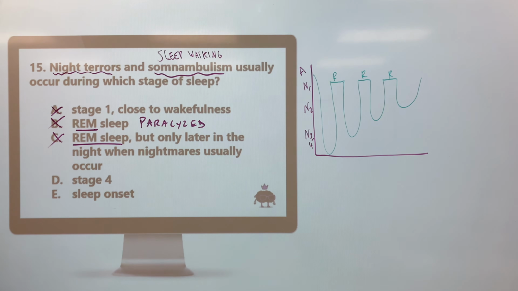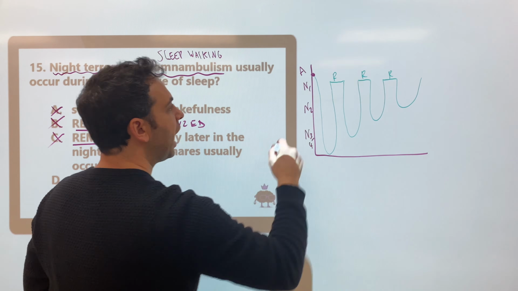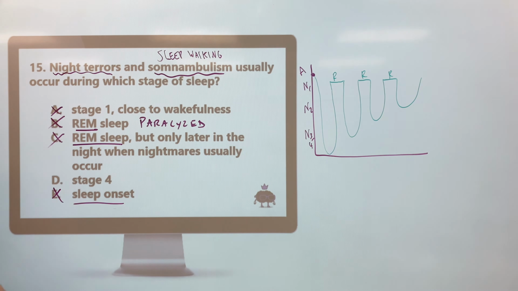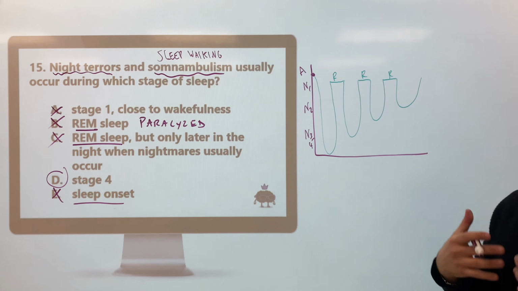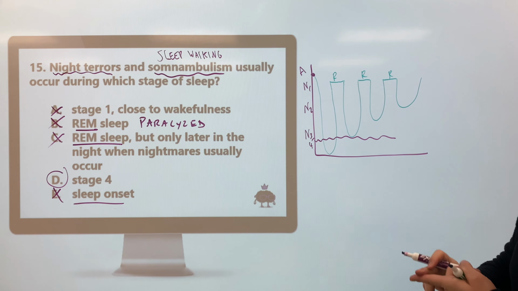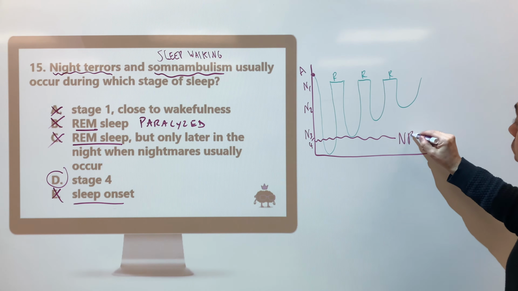What about letter E? Well, sleep onset is the same thing as I'm about to go to sleep. I haven't had enough time to get into a dream yet. So that's not going to be our answer. So what is our answer? D, stage 4. Most sleep disorders occur down here in deep sleep. Night terrors, somnambulism, I can move my arms. This is non-REM sleep.